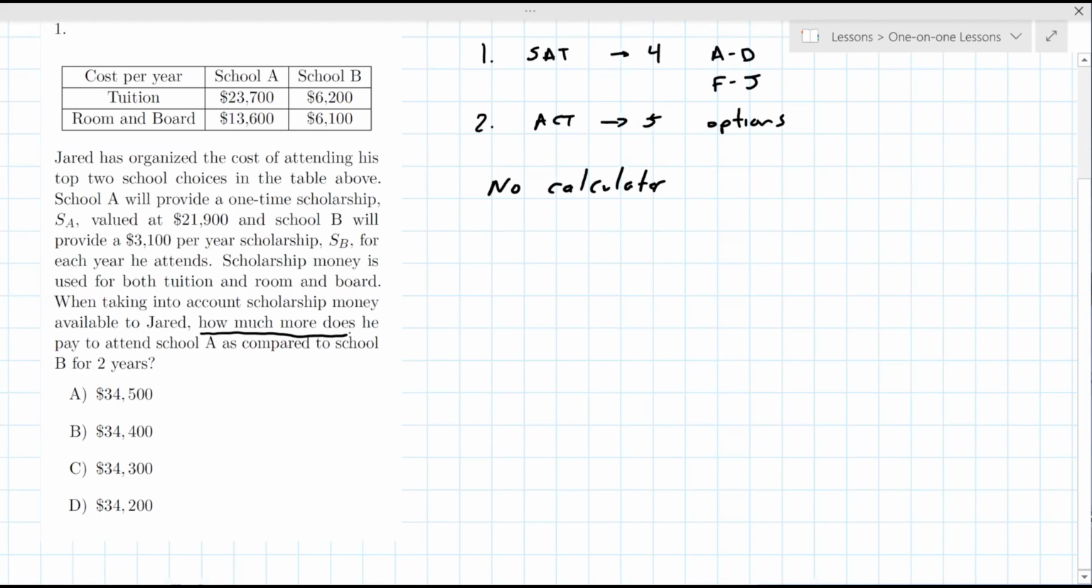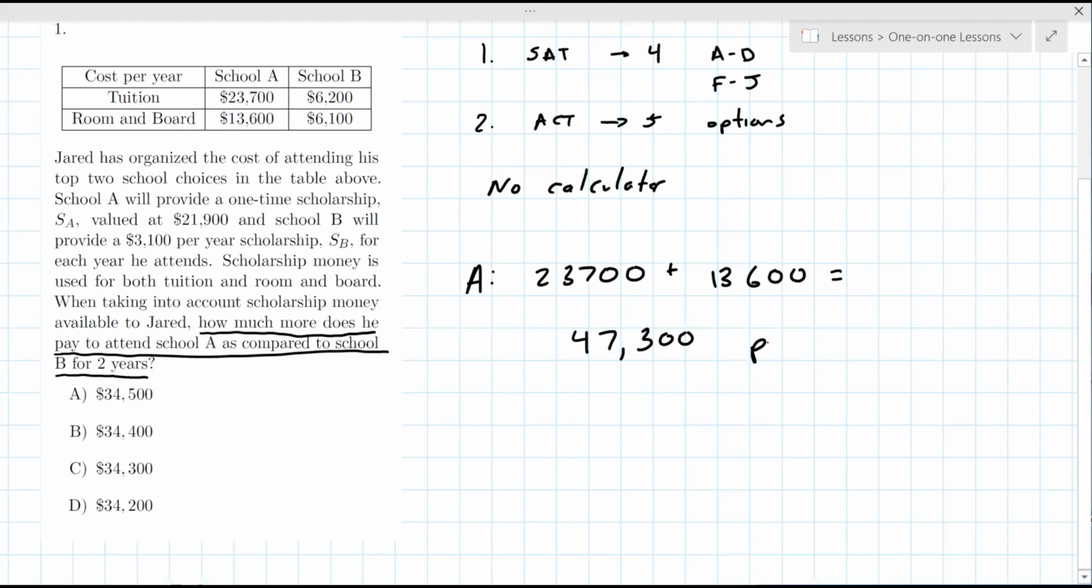So I always like to read that question again or make sure I know what I'm trying to find. He's trying to decide between the 2 schools. So he's got School A, he's got School B, and he's going for 2 years. So for example, School A is $23,700 plus $13,600 per year. And together that's $47,300 per year. How many years is he going to school? For 2 years. Okay, so you just double that.